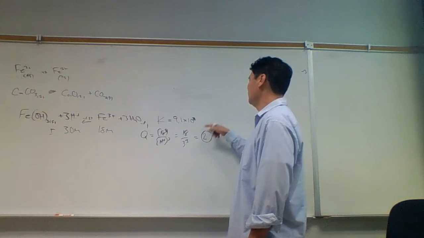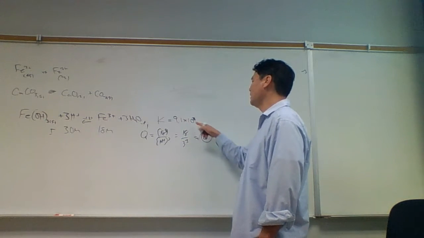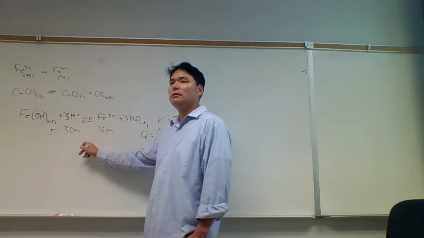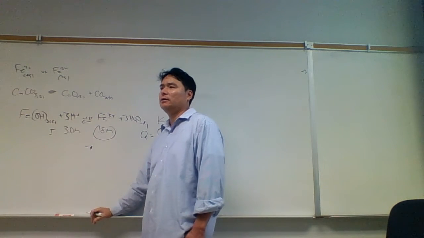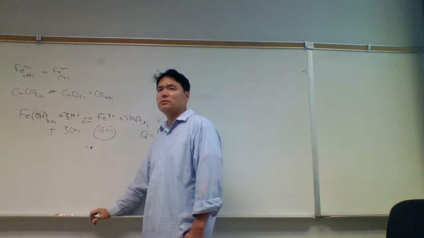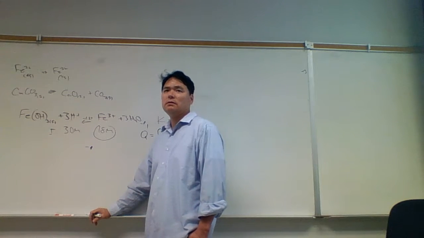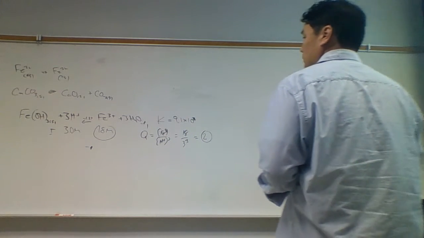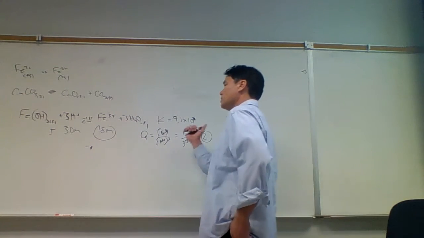When we compare Q, 2 is too small. It has to be 9,100. And so it's got to shift to the right. Even though this seems high as is, it's got to shift to the right. So it's going to shift right.